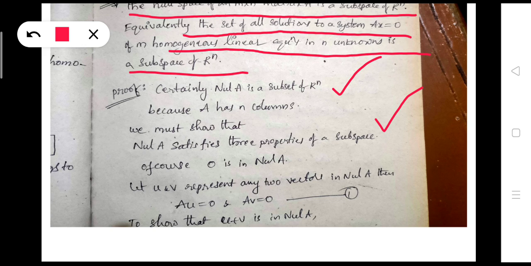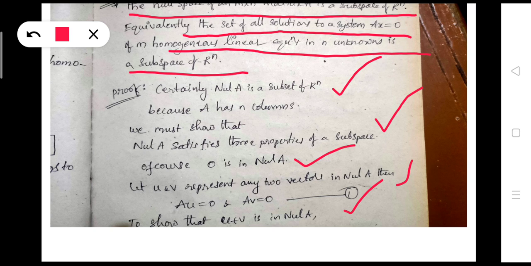Of course, we have to show that Null A contains 0, so 0 is in Null A. We have to show that Null A is closed under vector addition. Now let u and v represent any two vectors in Null A. If u and v lie in Null A, then Au must be equal to 0 and Av is equal to 0. We call this equation 1.